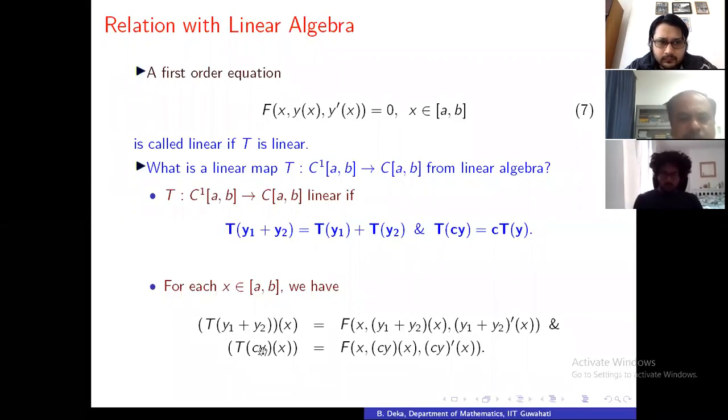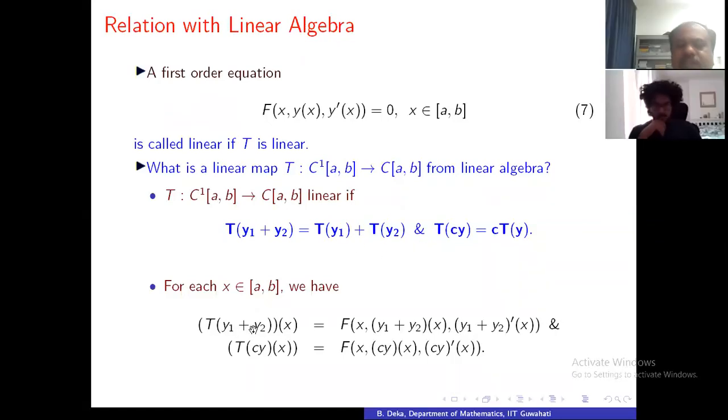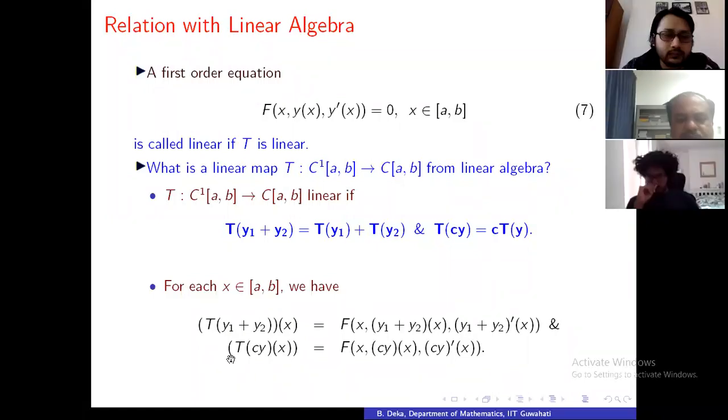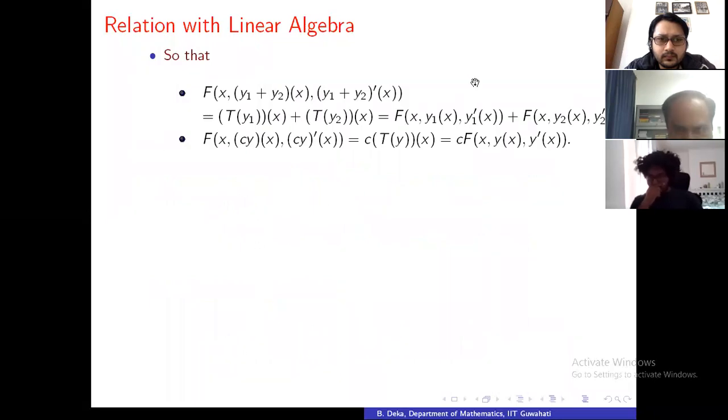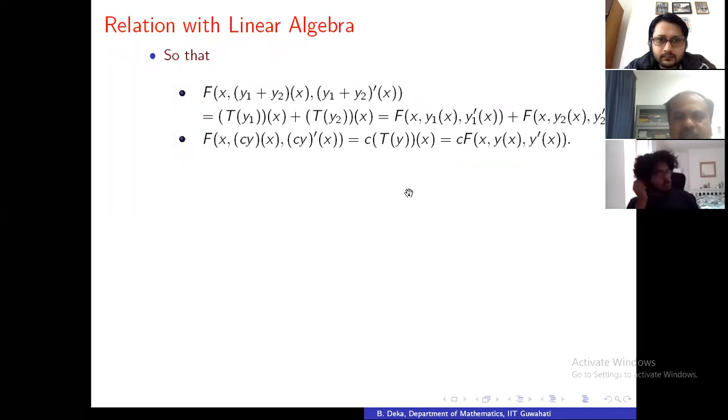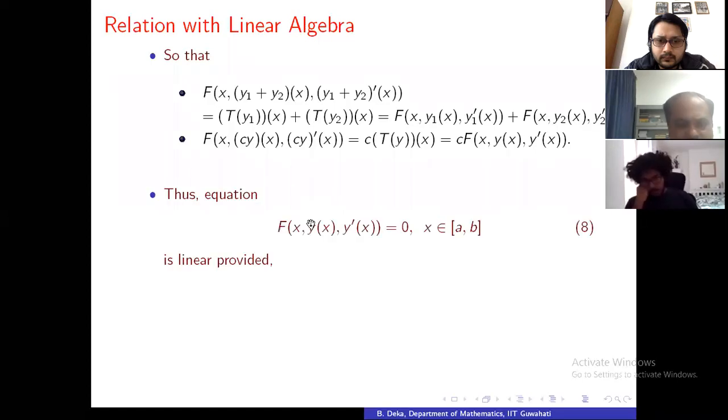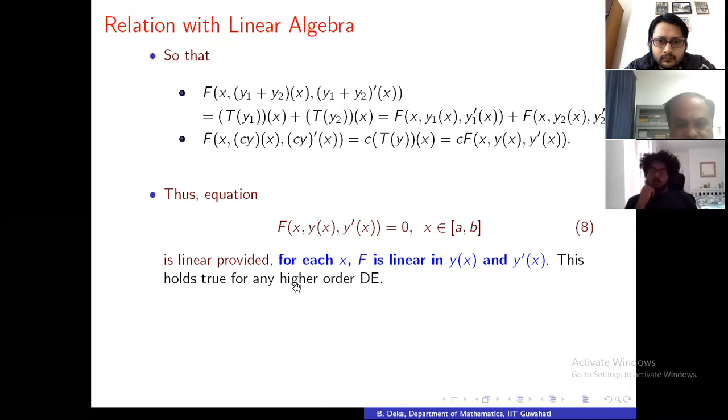Now, if f is linear, that means T has to be linear. Applying this definition, you get Ty1(x) plus Ty2(x), and the other gives c times Ty(x). So the linearity of T gives a condition on f. f(x, (y1 + y2)(x), (y1 + y2)'(x)) equals Ty1(x) plus Ty2(x); applying the definitions of Ty1 and Ty2 gives this expression plus this, and similarly the other one gives the other relation. So what it tells you is that f is said to be linear provided for each x, f is linear in y(x) and y'(x).